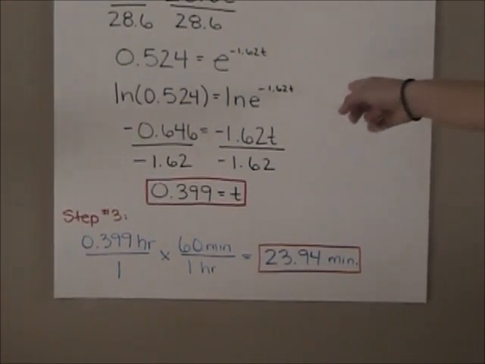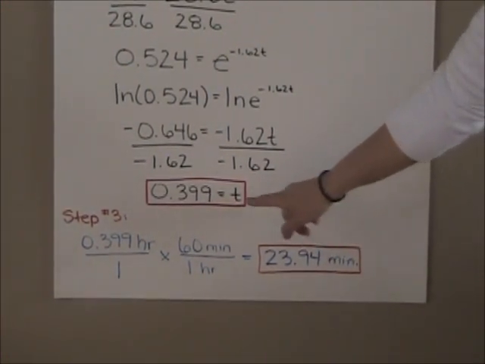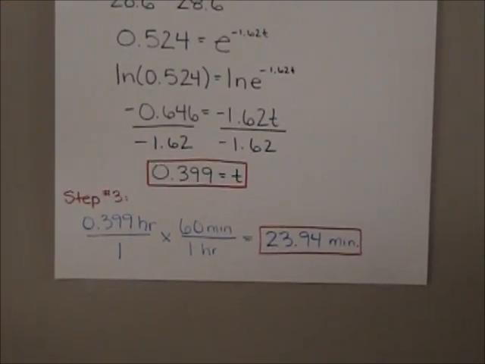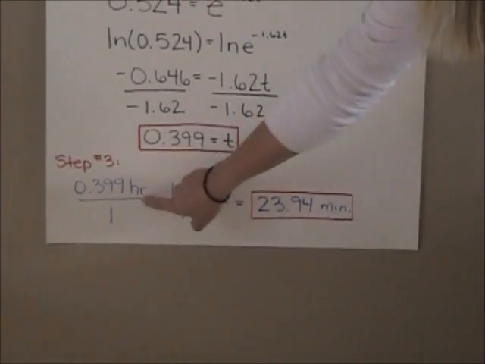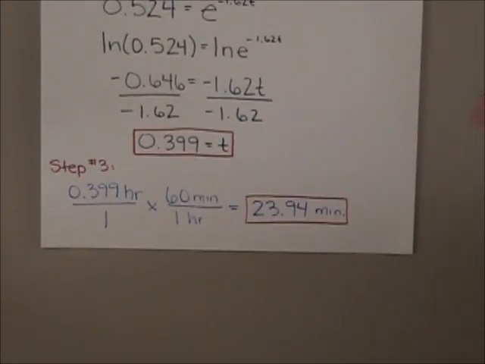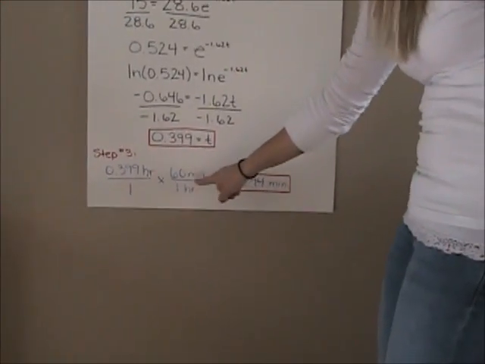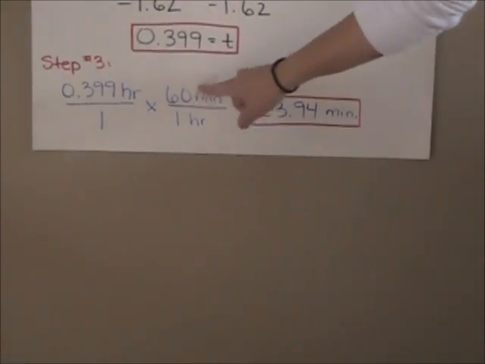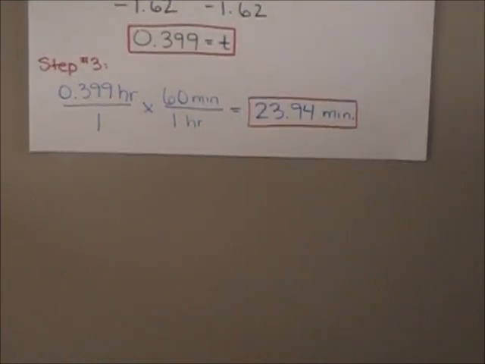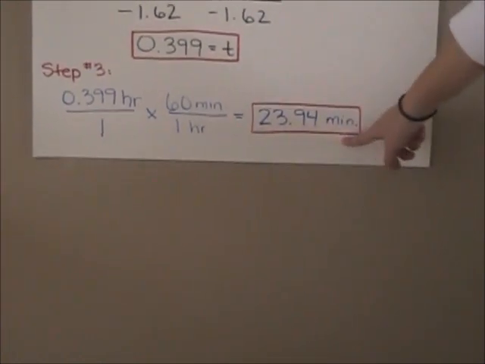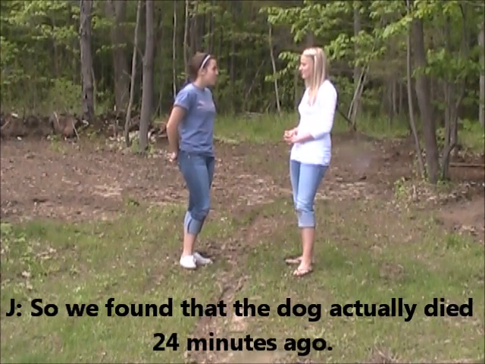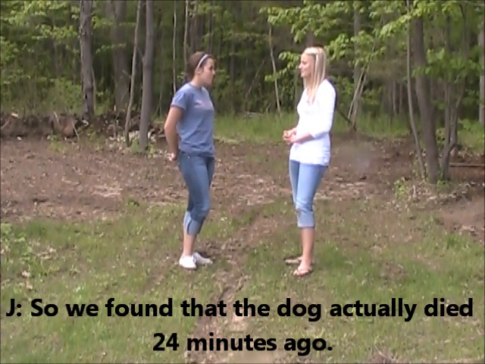Now remember, this is not exactly our final answer because this is in hours. But that's kind of hard to figure out what it means. So instead we're going to get it in minutes. So to change the 0.399 hours into minutes, we multiply by 60 minutes over 1 hour, because 1 hour is equal to 60 minutes. So it's almost like multiplying by 1. You're not changing it. And you get 23.94 minutes, or about 24 minutes. So we found that the dog actually died 24 minutes ago.